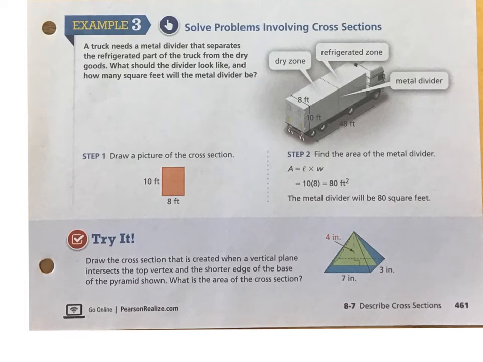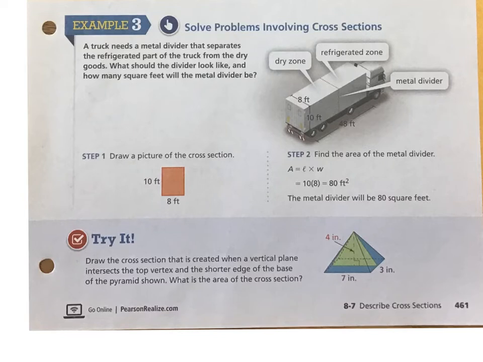Now for example 3, solve problems involving cross sections. A truck needs a metal divider that separates the refrigerated part of the truck from the dry goods. What should the divider look like, and how many square feet will the metal divider be? So let's take a look at the truck in the picture.